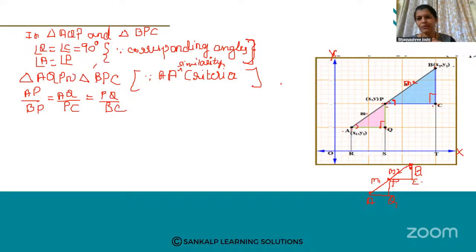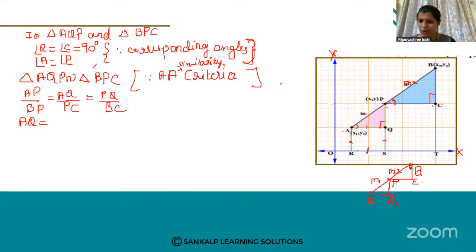Coordinates of A are x1, y1, B are x2, y2, and P are x, y, right? Now what shall we do? AQ is there, and OR, OS, OT are there. Now let us write the coordinates of AQ. See, AQRS is a rectangle, so opposite sides are equal. AQ and RS are equal. So this will also be the same.